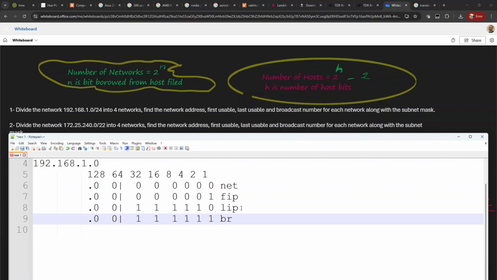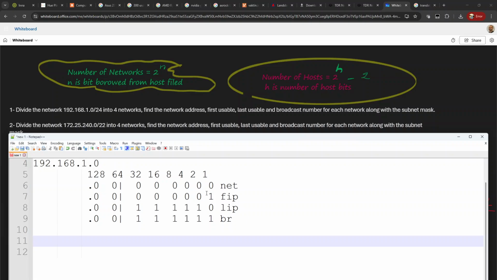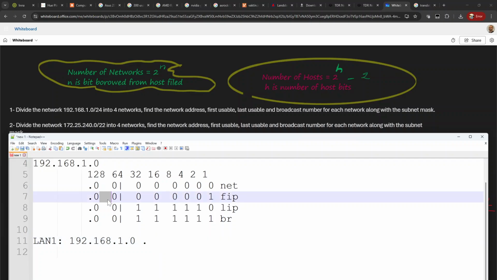So we found out the first network, the first host, last host, and the broadcast. Let's write them down right here. So LAN 1, the network address is 192.1.0. And for the first host, I'm going to write just the last octet because everything else remains the same. The first usable IP address is .1, as you can see.